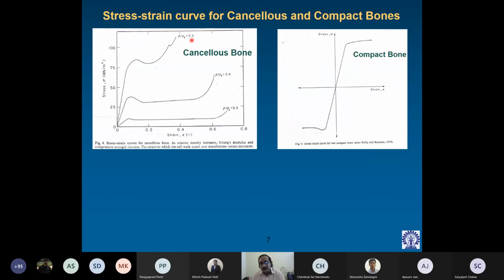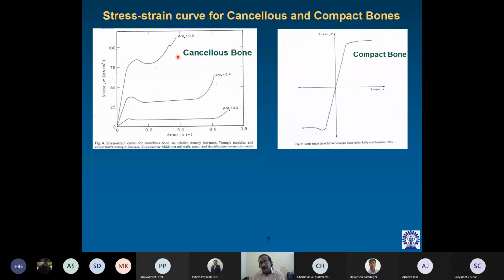Whereas for 0.5, you can see this portion is comparatively much less as compared to these 2 cases. But in the structure, there is a dip and then there is a rise. Here in these 2 cases, 0.3 and 0.4, it's almost flat, and then it is followed by a rise in the stress strain curve. So some structural change is happening for which there is an increase in the stiffness of the material.